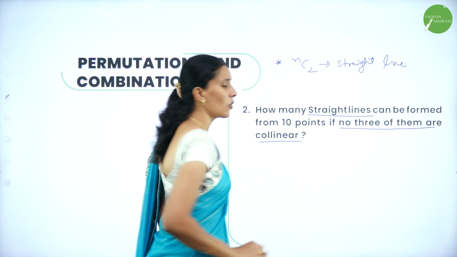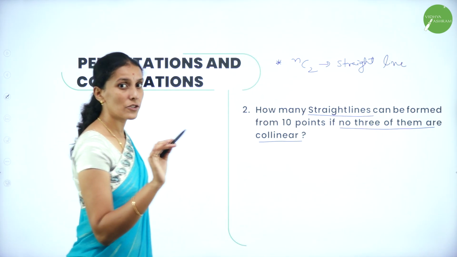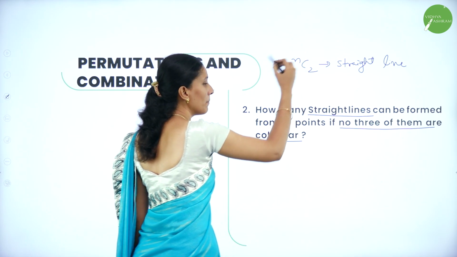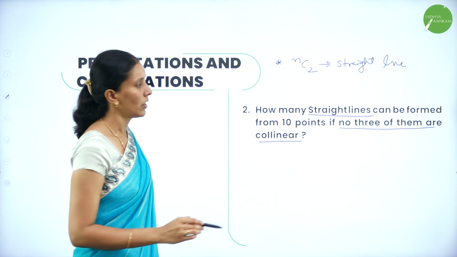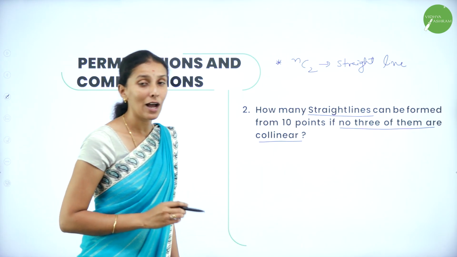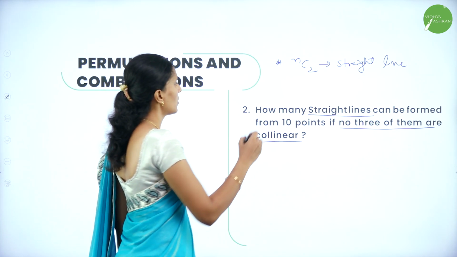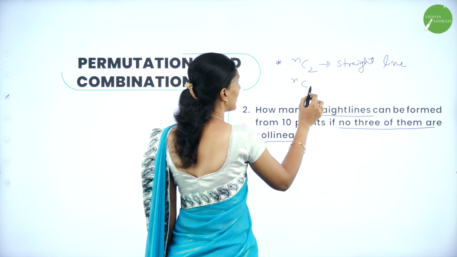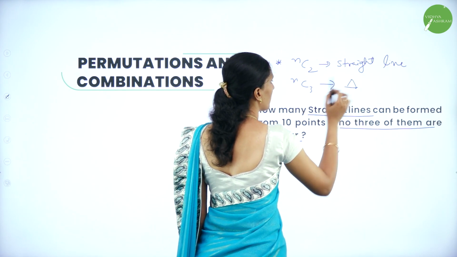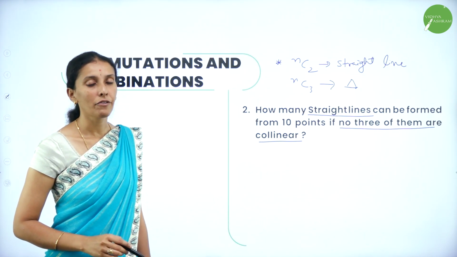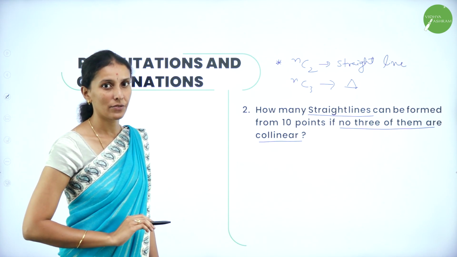Because the minimum number of points required to draw a line is 2. So out of n points, I can choose any 2 points. So if you have n points, how many straight lines can you draw? Similarly, it is nC3 for triangles, because you need 3 vertices for a triangle.